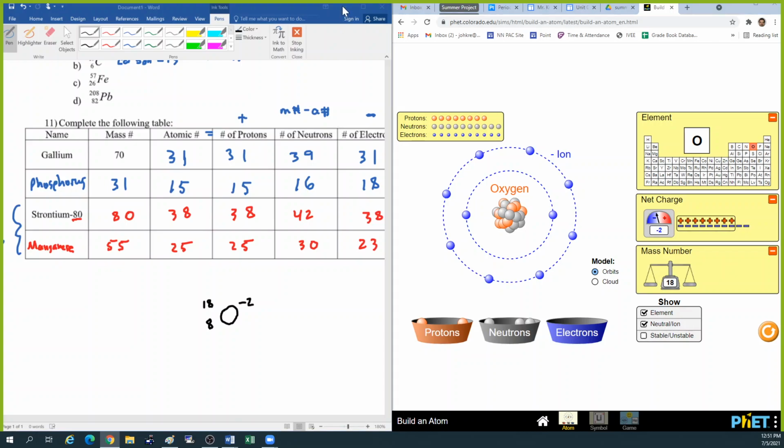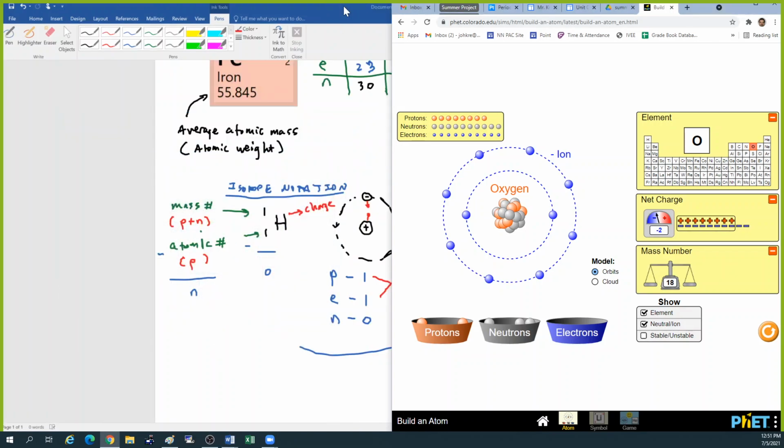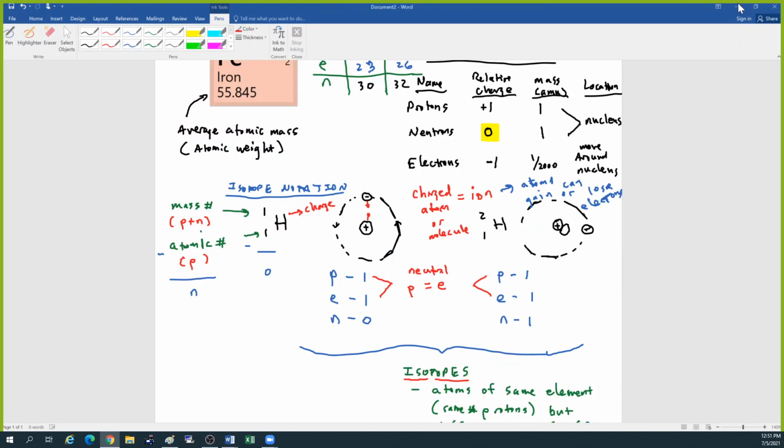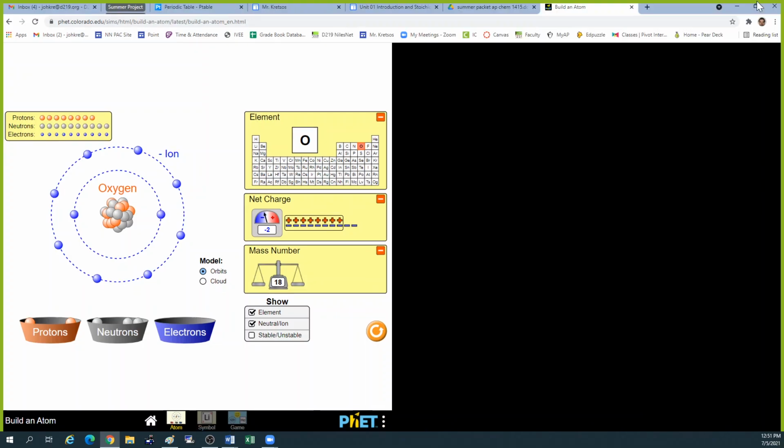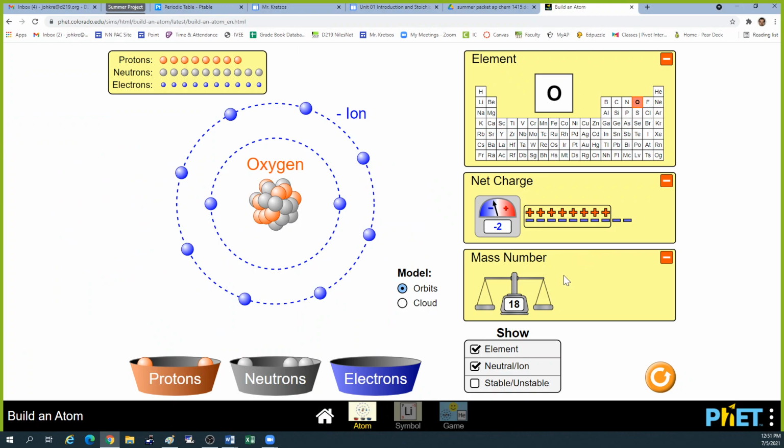So I'm only going to cover one more piece of this today. I don't want to go into the mole thing because I think it would be too much information for one session. But I think we're doing good so far.